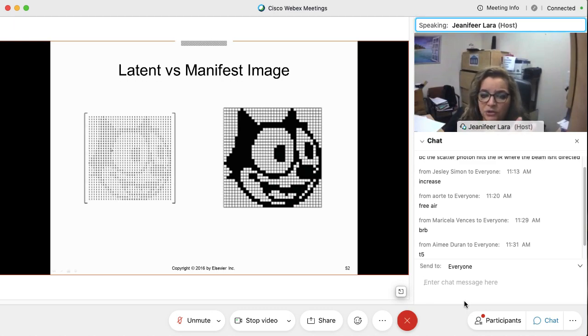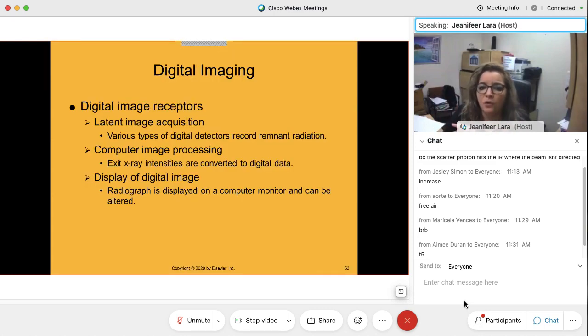So the latent image is fully active. It's received energy, so it's going to be energized, but the image is not visible until there's a computer application applied to it, and it's going to give this manifested image or visible image. So the difference between latent and visible, manifest, visible. Your homework.